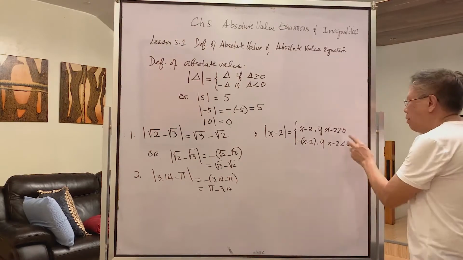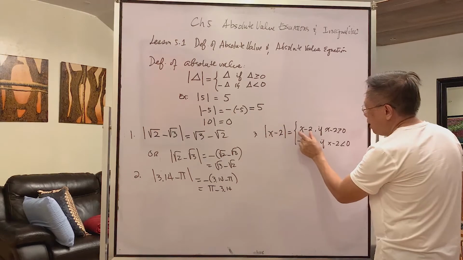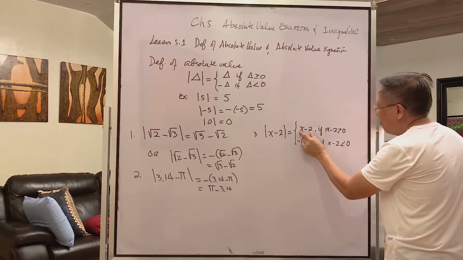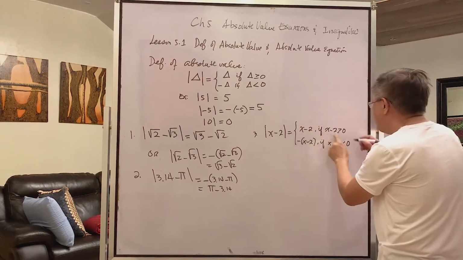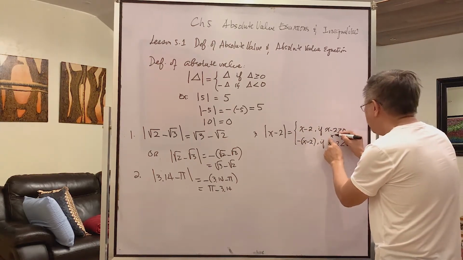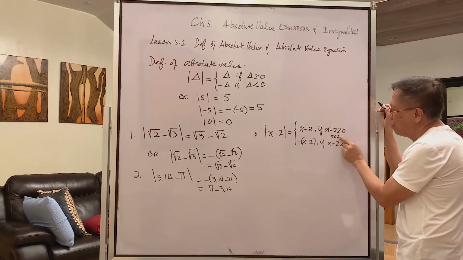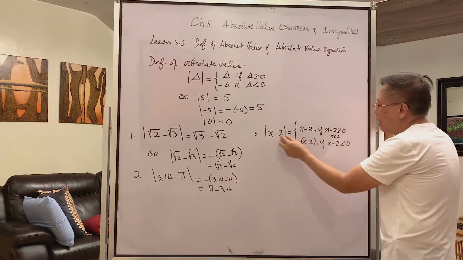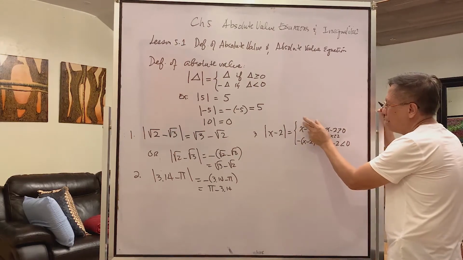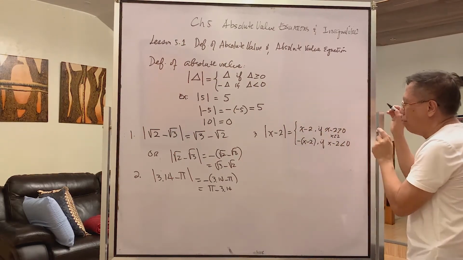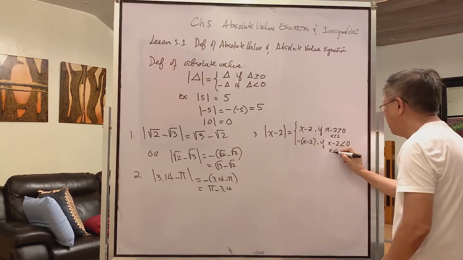Okay, let's not confuse ourselves here. The absolute value of this expression is itself if this number is positive. When will this number be positive? When x will be greater or equal to 2. If you take any number greater or equal to 2, let's say 5, the absolute value of 5 minus 2 is itself 5 minus 2, which is 3. Okay? Now, it will be the negative of itself if x is less than 2.